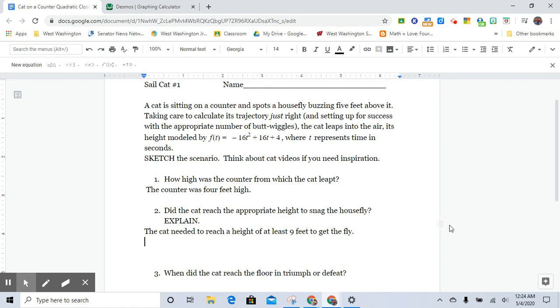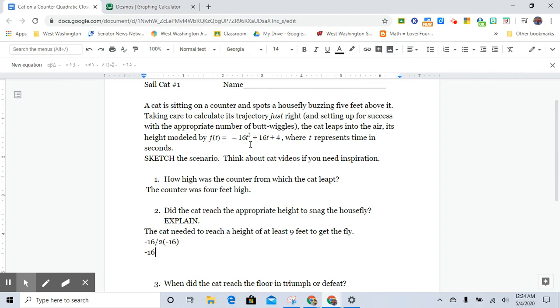I don't know. Now we need to use our negative b over 2a. So negative b, the b term is positive 16, and so that's negative 16 because negative b over 2a. And the a term is negative 16, so 2 times negative 16. And then that is negative 16 over negative 32. And that is positive 1/2.